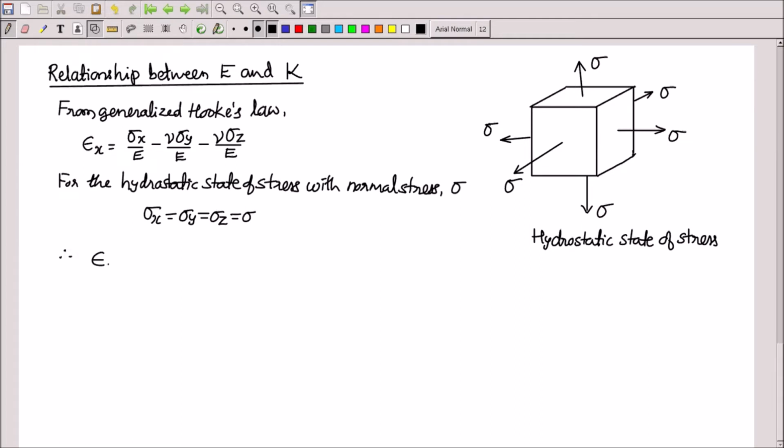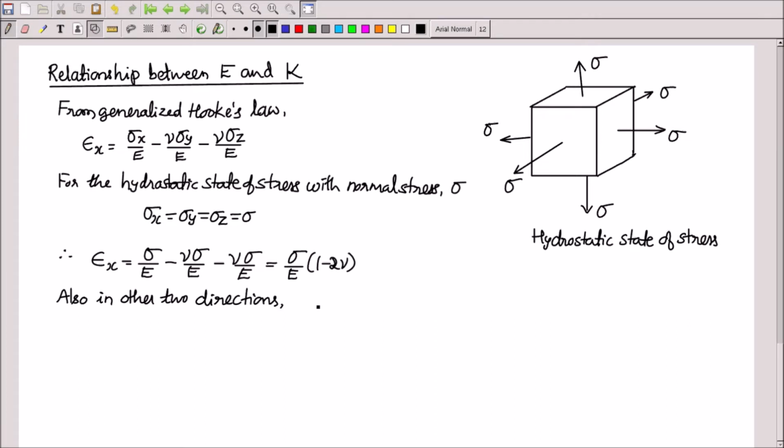So generalized Hooke's law becomes epsilon x is equal to sigma by E minus nu times sigma by E minus nu times sigma by E. All three are equal. So I can take sigma by E common. Inside the bracket, it becomes 1 minus 2 nu. Also, we can get epsilon y is equal to epsilon z is equal to sigma by E into 1 minus 2 nu. Because other two direction also, if you apply the same logic, you will get the same equation because stresses are same in all directions.